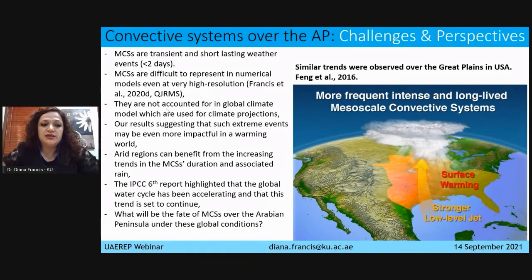The other thing is that these systems during the spring season here are a part of the global water cycle, which is accelerating, as it has been reported by the latest IPCC report. That means evaporation is going faster, rain is going faster, and the whole global water cycle is accelerated, with implications to regional scale climate. So now, for example, what are the challenges?